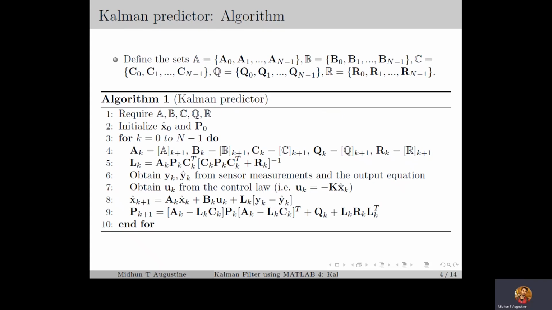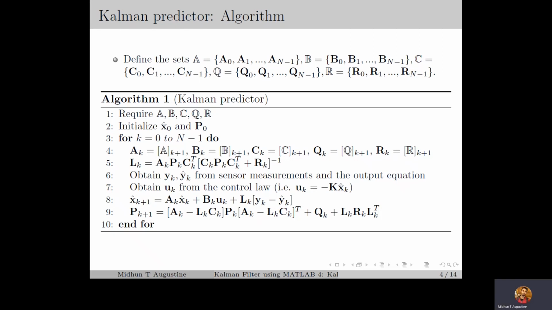For the linear time varying systems, we define the sets A, B, C, Q, and R, which contain the system matrices, input matrices, output matrices, and weighting matrices at each time instant over the time horizon as its elements. For many systems, we can represent the time varying matrices Ak, Bk, and Ck analytically using some equations. In that case, we do not need to store these sets.